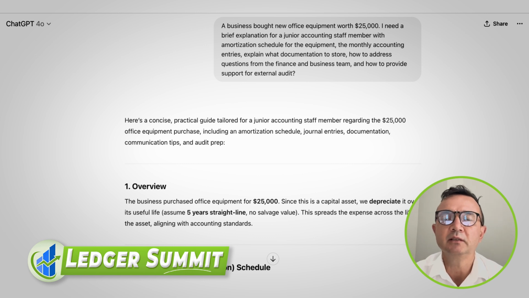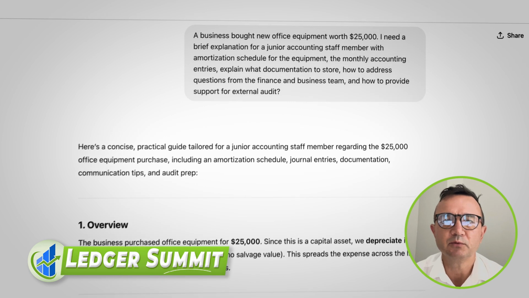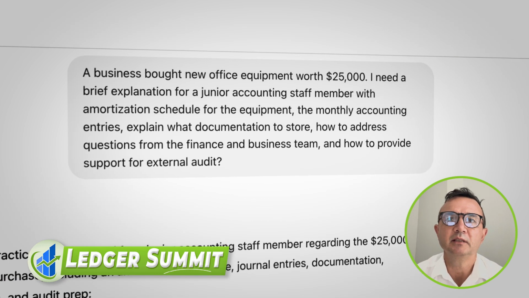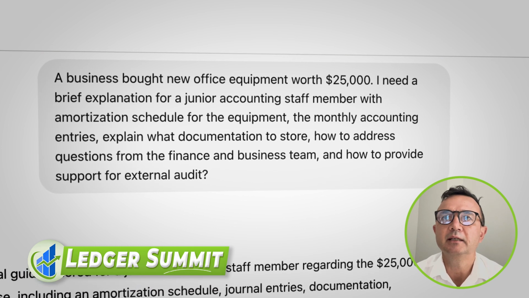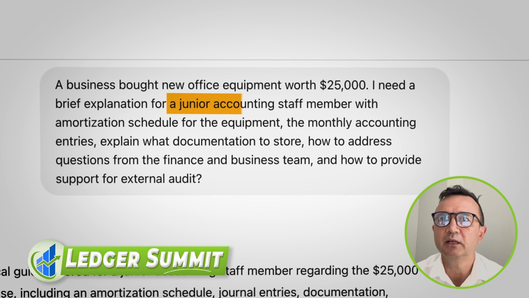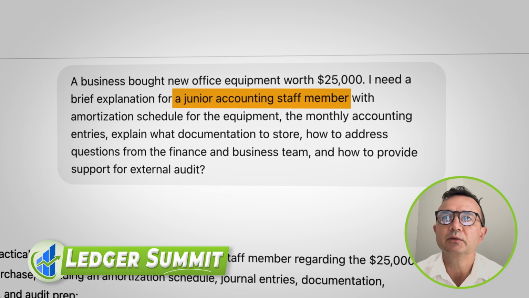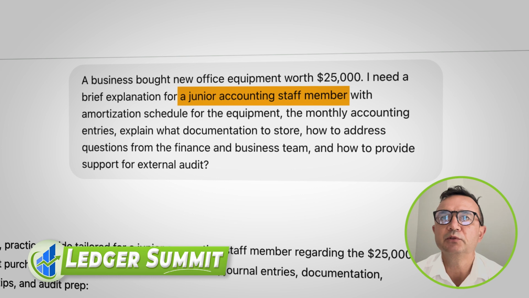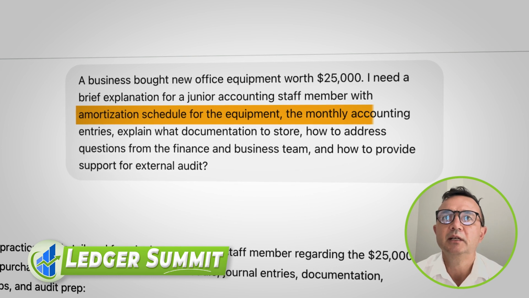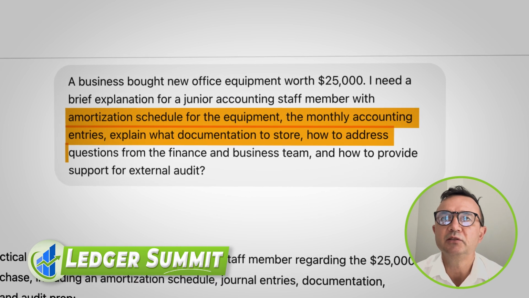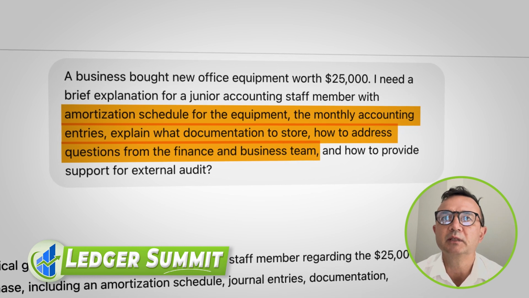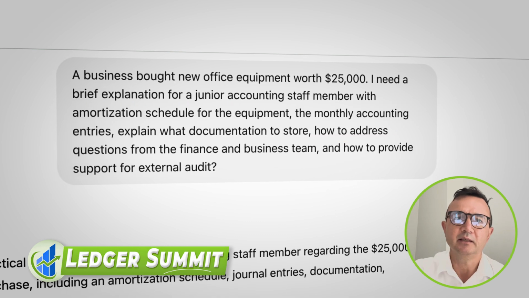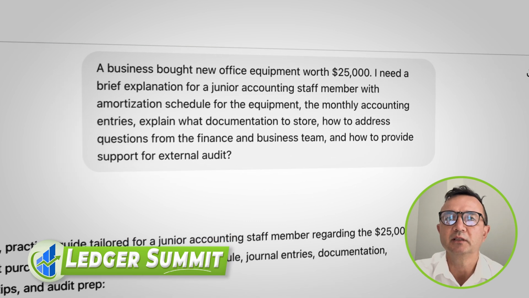So what you see on my screen, I came up with this fictional scenario where a company acquired 25,000 worth of equipment, and I'm asking ChatGPT to write me a comprehensive guide explaining for a junior accounting team member what needs to get done. So I want ChatGPT to create an amortization schedule, provide a summary of accounting entries that need to be done, explain what documentation to store, how to handle questions from the finance team and business team, and then handle external audit questions.